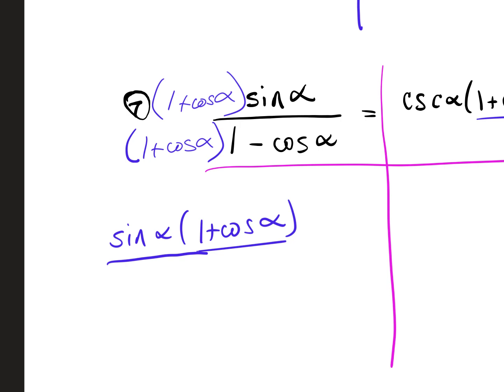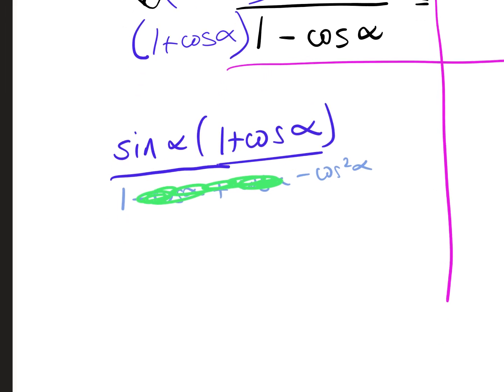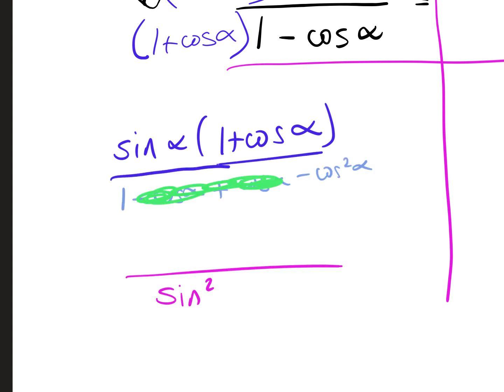So on the bottom, let's multiply. What's 1 times 1? 1. What's 1 times negative cosine? Negative cosine. What's cosine times 1? Positive cosine. And then what's cosine times negative cosine? Negative cosine squared. Good. Hopefully you're starting to see some repetition here. What happens in the middle? So you're left with 1 minus cosine squared, which is the same as, look at your Pythagorean identities. What's 1 minus cosine squared same as? Sine squared.